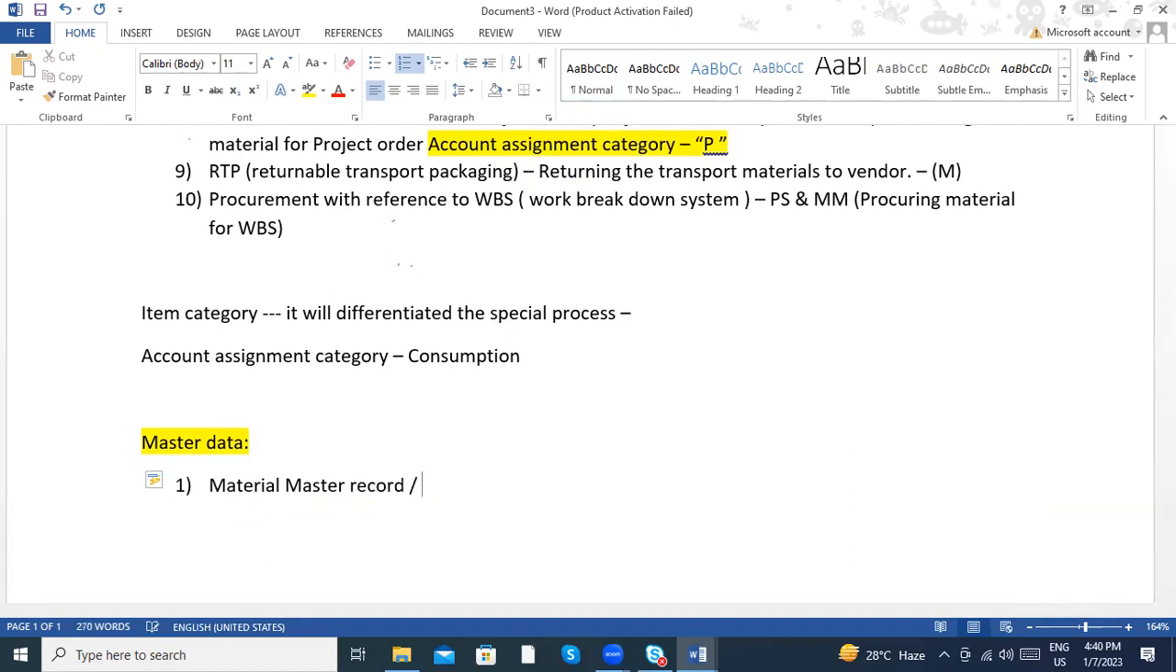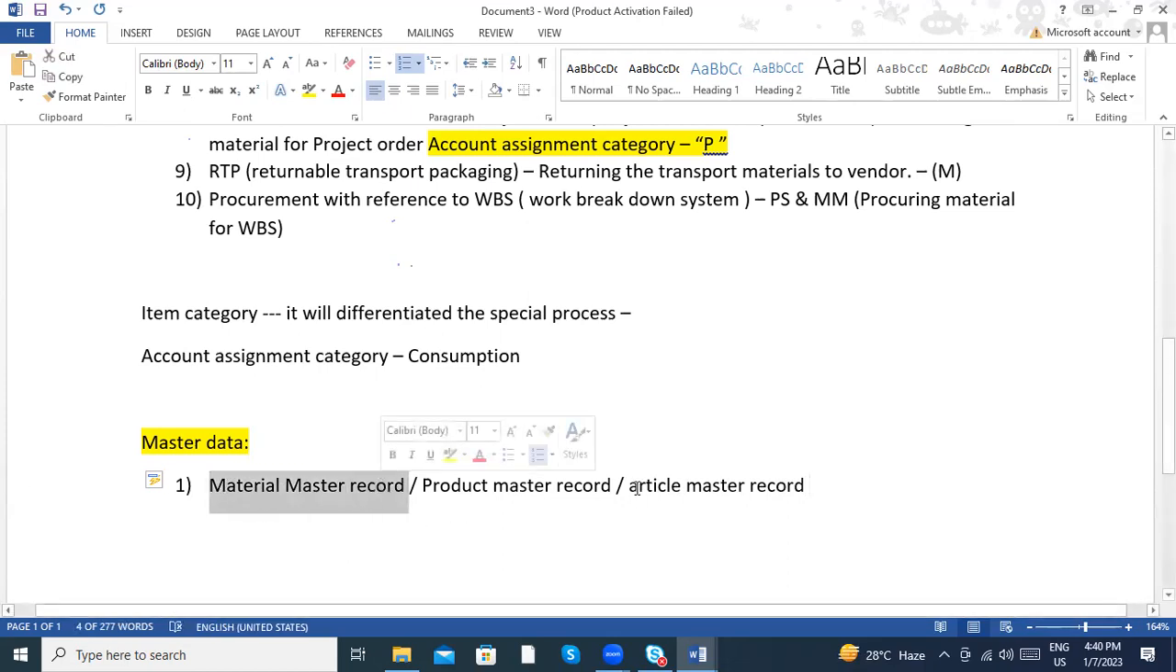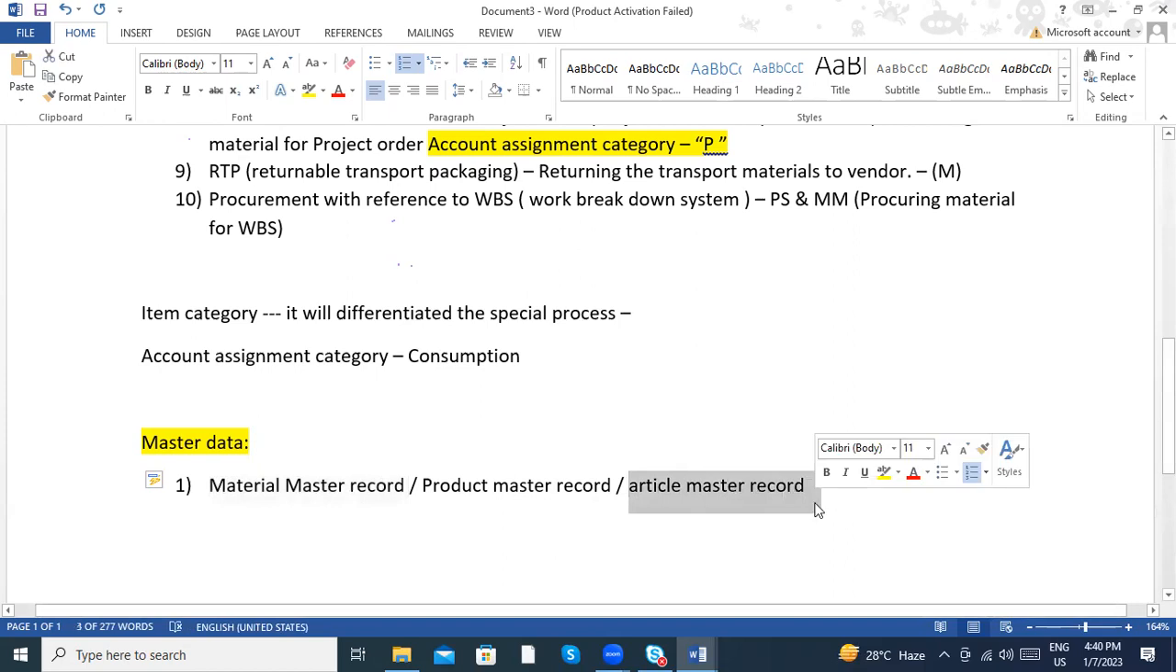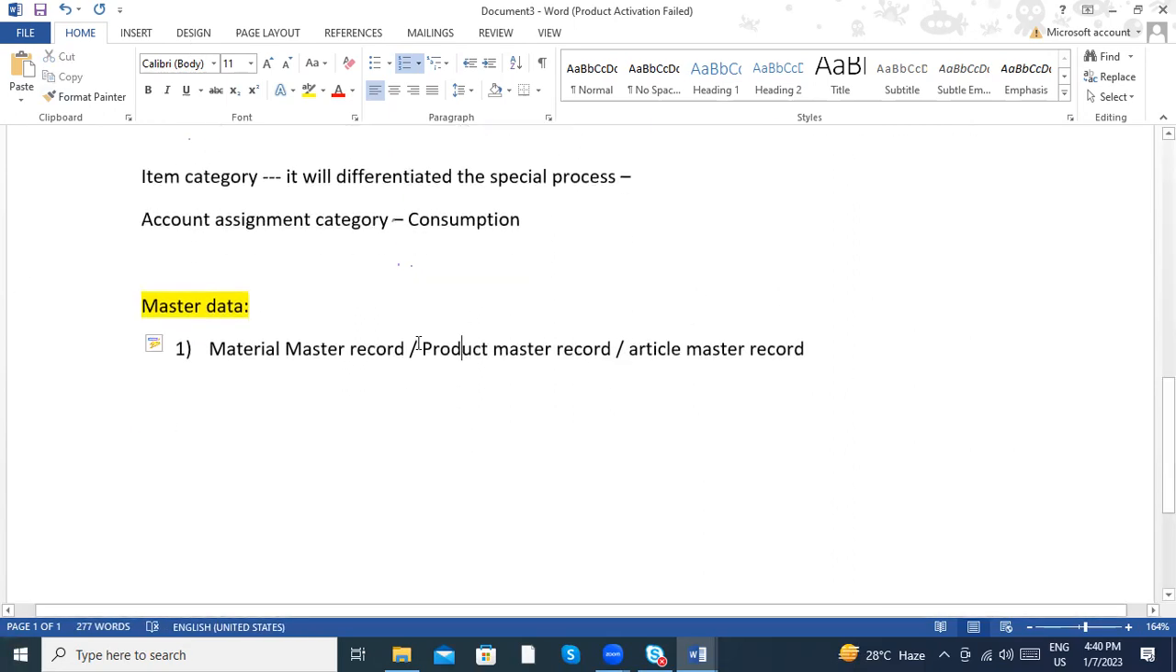Some people call it a material master record, some call it a product master record, and some call it an article master record. It depends on the industry. Manufacturing industries and some others call it a material master record, some retail industries call it an article master record, and in AFS, apparel and footwear, they call it product master data. We generally call it a material master record, and most companies call it that.